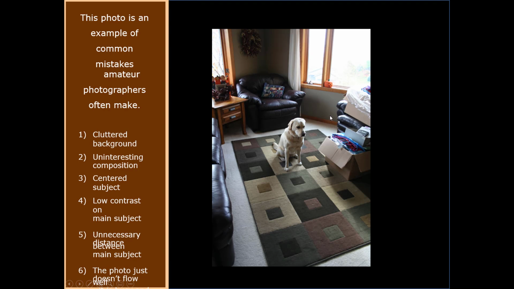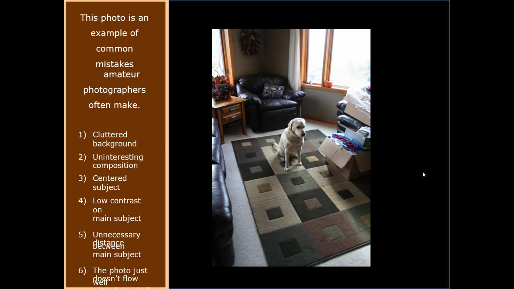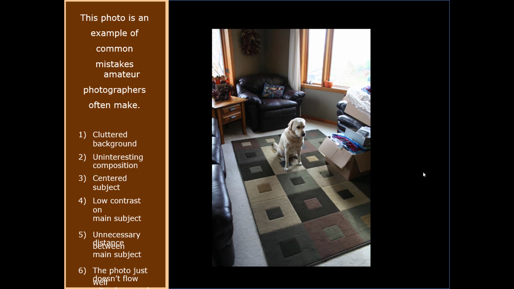When we talk about composition, this is how we frame our object. So if I'm trying to take a picture of this dog, what does the dog look like in my picture frame? The third thing is that we've centered the dog directly in the middle. In a couple slides, we're going to talk about the rule of thirds and how important that is and how that actually creates a more visually appealing photo.